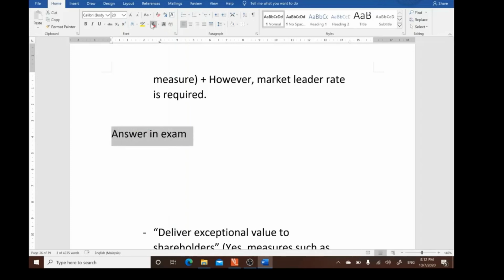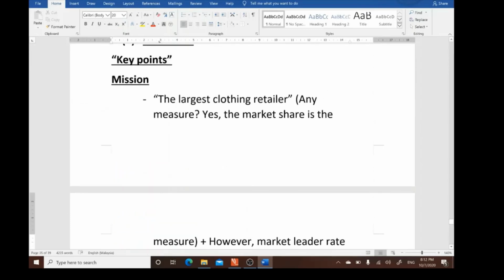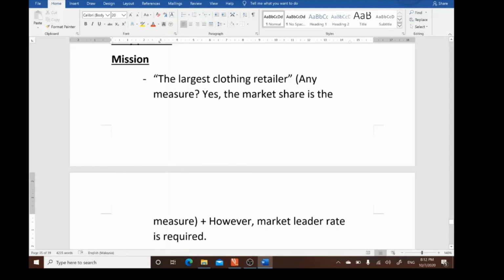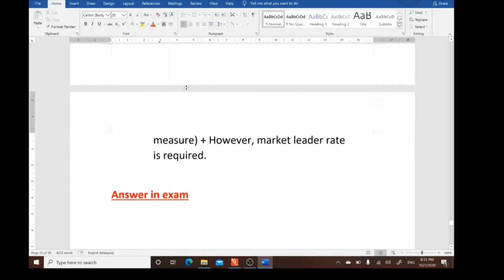Class, do allow me to start off with the very first point and illustrate how you come up with a full point for this. I'm going to apply back the mission just now, to be the largest clothing retailer. So let us see. Let's start with this one. One of the missions I'm going to demonstrate: one of the missions of our company is to be the largest clothing retailer.